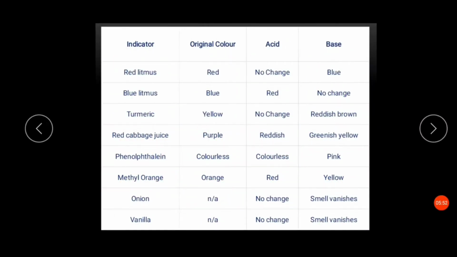Now this is a chart. You can take a screenshot of this, and it shows the indicators, their original color, and how their color will change in the presence of acid or base.